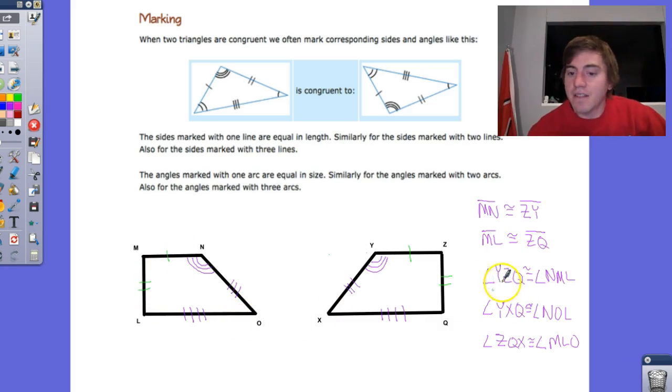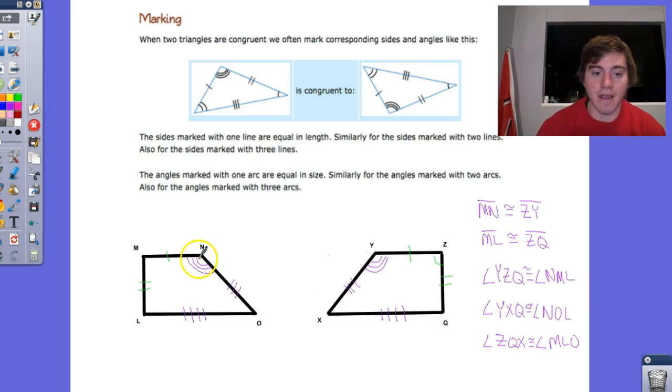Okay? This says angle YZQ is congruent to angle NML. So I need to go to YZQ. That's this angle here. I can put 1. NML, NML. So I can put 1 again. Again, 1 matches up with 1. YXQ, NOL. YXQ, that gets 2 since it's not congruent to the others. And NOL, that gets 2. These two match up.